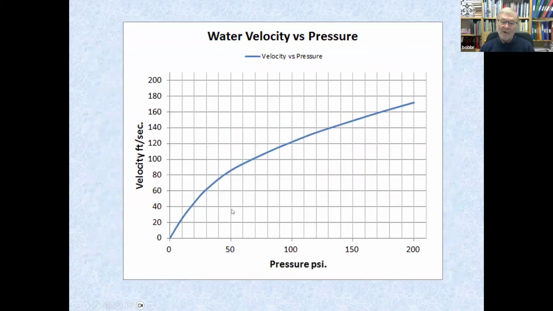Conversely, we have a water situation. If you measure the velocity of water against pressure, you get a curve something like this. So at 50 pounds per square inch, you've got about 80 feet per second, or nearly 60 miles an hour. And it goes up, eventually it tails off. But this is the sort of area we're looking at for injectors.